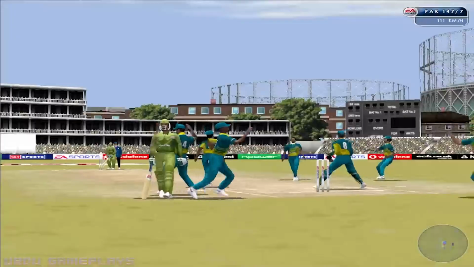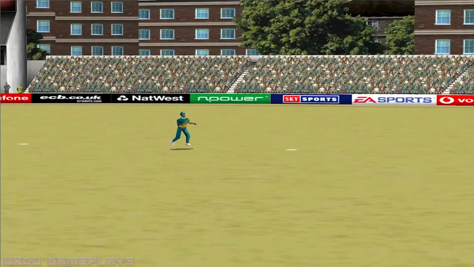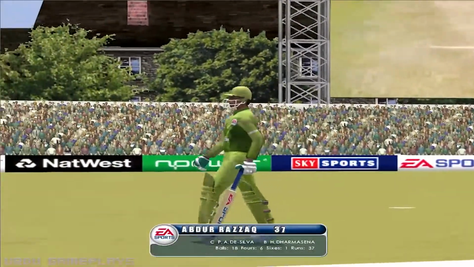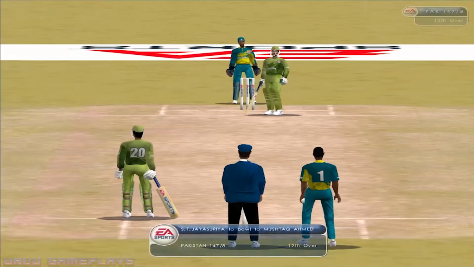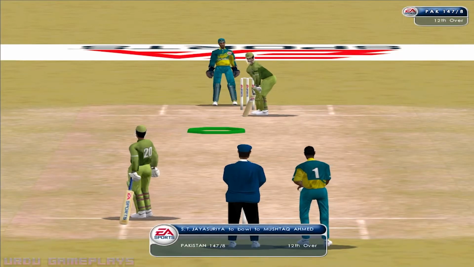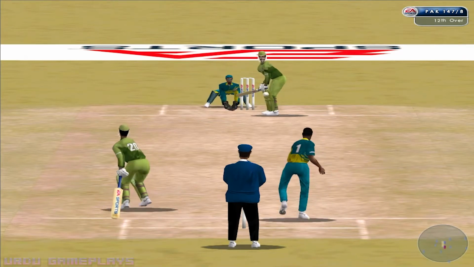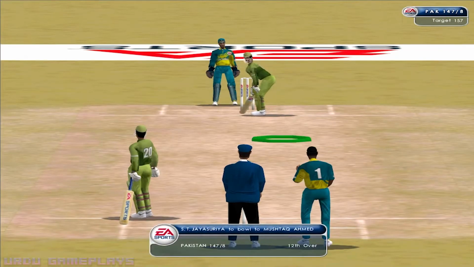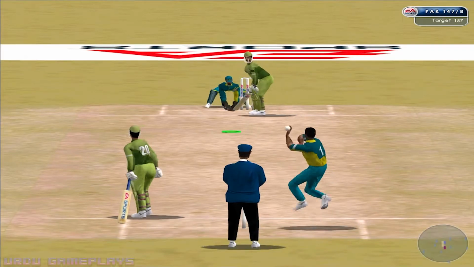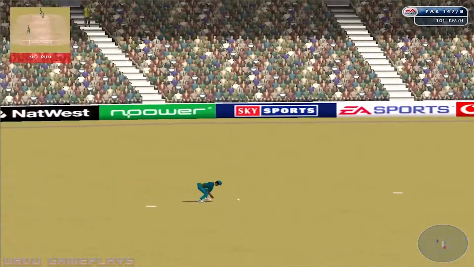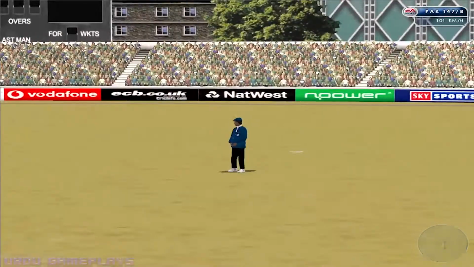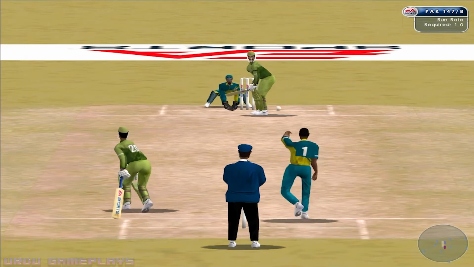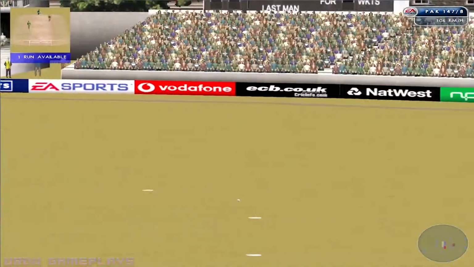Abdur Razak waiting at the striker's end. Oh, what a catch for Silva. Well done, the fieldsman. He really backed up the bowler's effort. Abdur Razak has gone for 37. The required run rate looks a fairly comfortable 1 an over. It looked as if he was home to me.